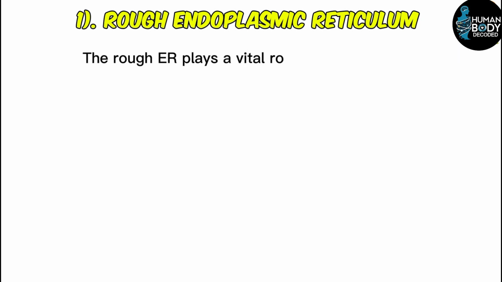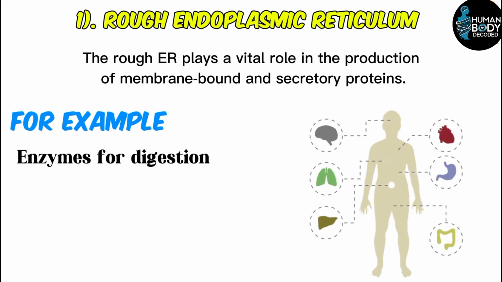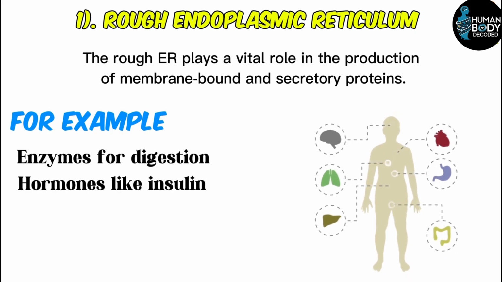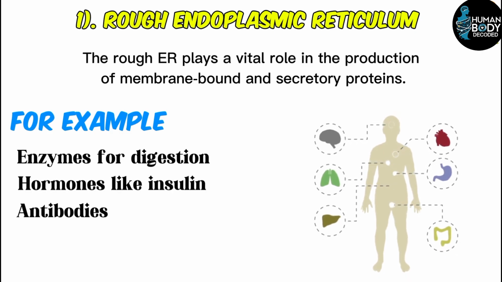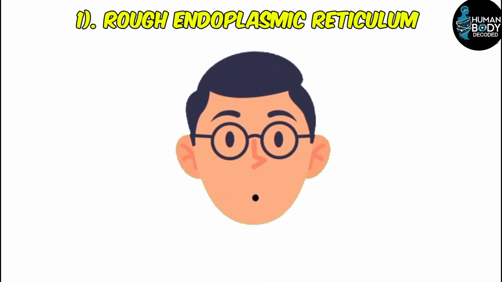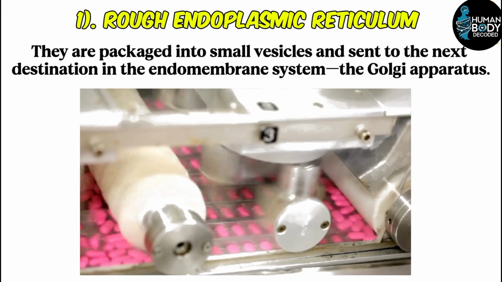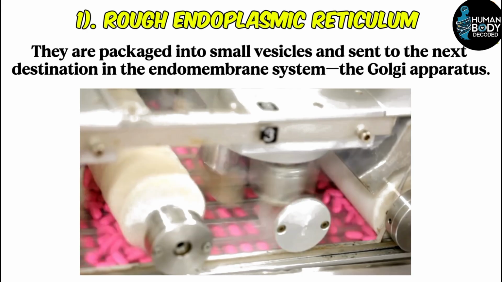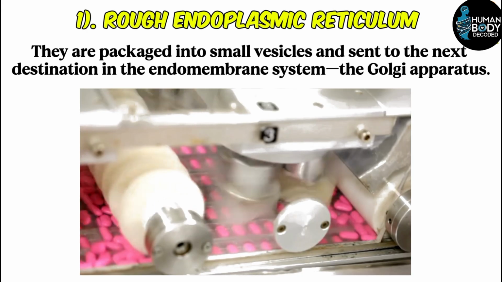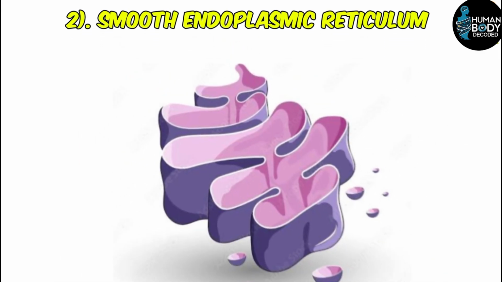The rough ER plays a vital role in the production of membrane-bound and secretory proteins. For example, enzymes for digestion, hormones like insulin, and antibodies are all produced and processed in the rough ER. Once the proteins are ready, they are packaged into small vesicles and sent to the next destination in the endomembrane system, the Golgi apparatus. Smooth endoplasmic reticulum, smooth ER.